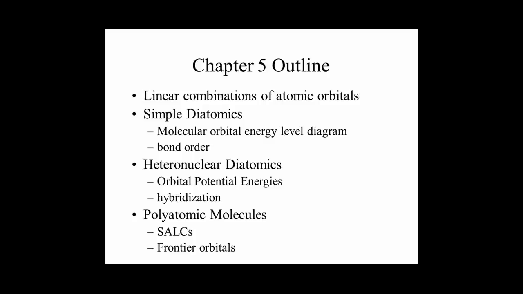And we're going to do heteronuclear diatomics, carbon monoxide, and we'll introduce the idea of orbital potential energies and how to use those for hybrid orbitals. And finally we'll look at more complex molecules, ammonia, and we'll learn how to do symmetry adapted linear combinations of atomic orbitals and look at the frontier orbitals you get from the molecular orbital energy level diagram.